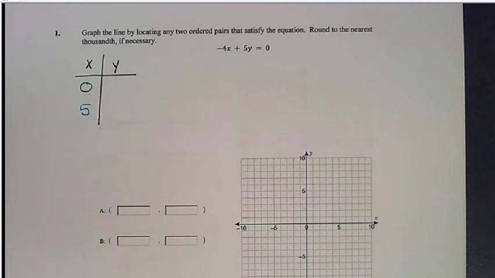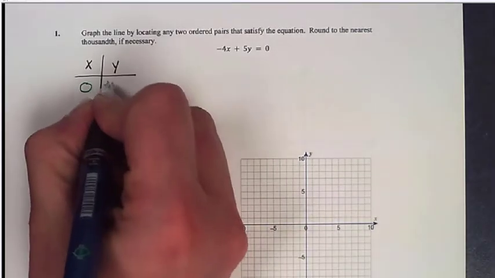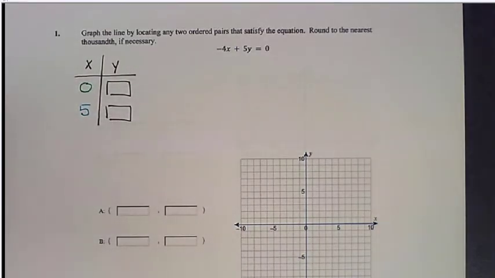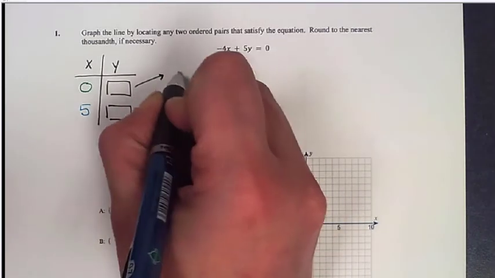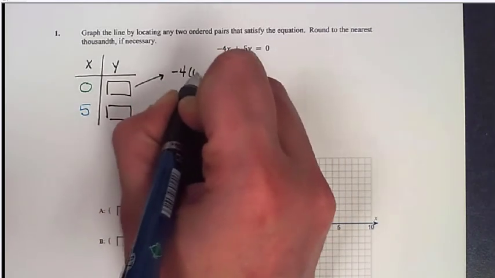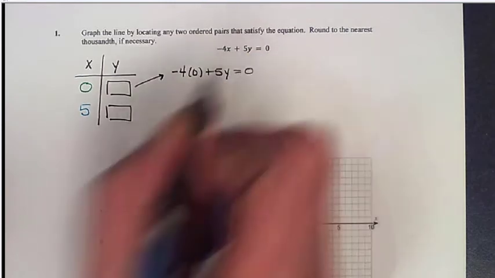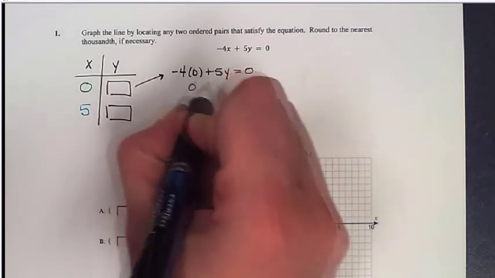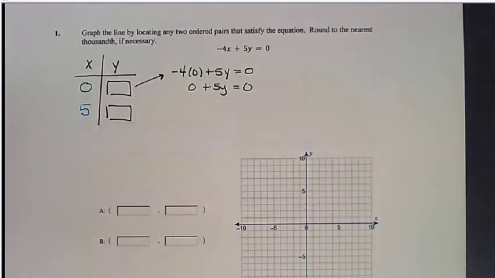So now that we've decided our 2 numbers, we need to figure out what y values correspond to these 2 values we picked for x. Here we're going to take the 0 and plug it in for x. And we're going to say -4 times 0 plus 5y equals 0. Well, -4 times 0 is just 0. So I have 0 plus 5y equals 0.